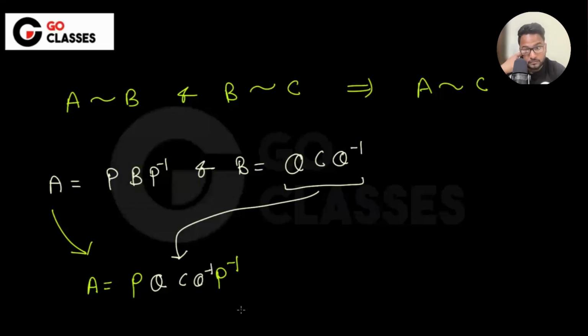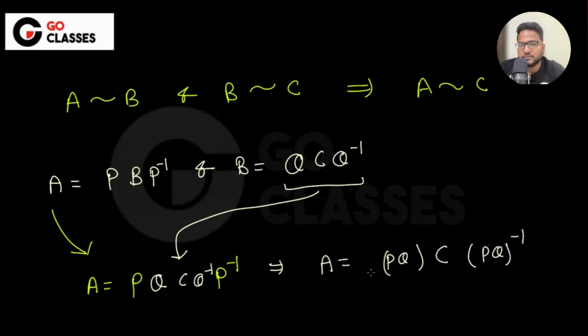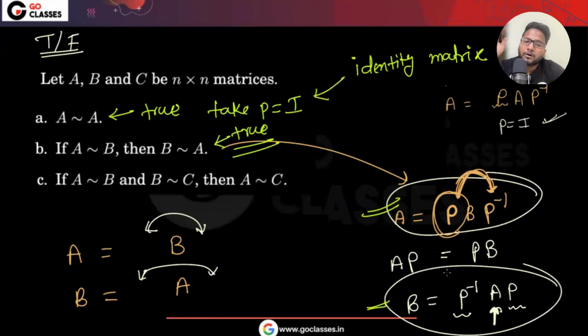Let me know, right? Isn't it the same as saying A equal to some matrix, maybe it is PQ, C, and then PQ inverse, the same matrix inverse. So you can say like this, right? So that's why A is also similar to C. If A and B are similar, and B and C are similar, then it follows transitivity. Okay. Although it is not important to know, how many of you know about equivalence relation?